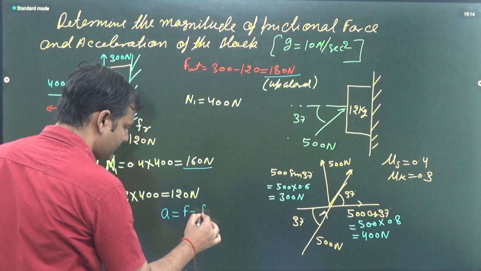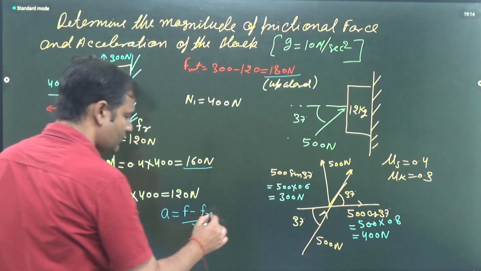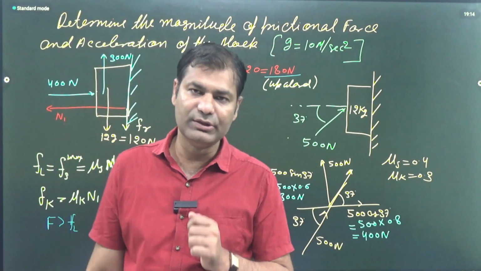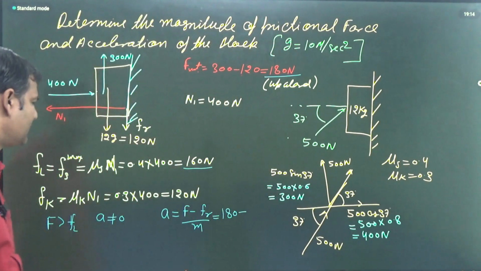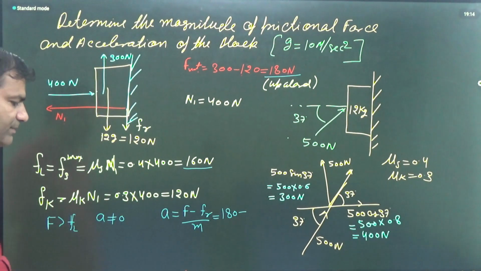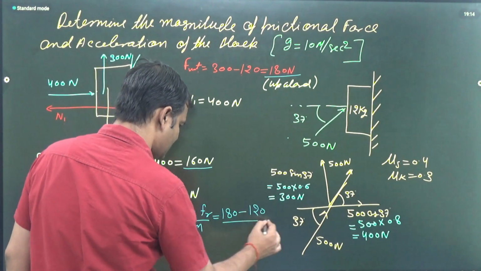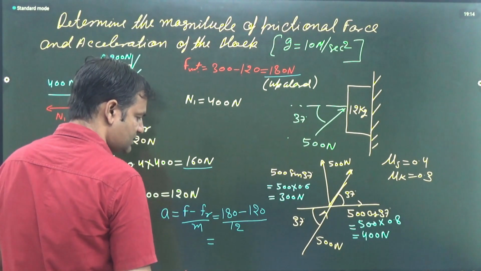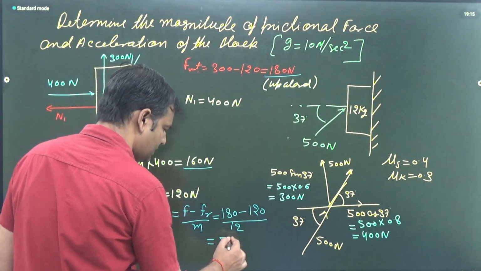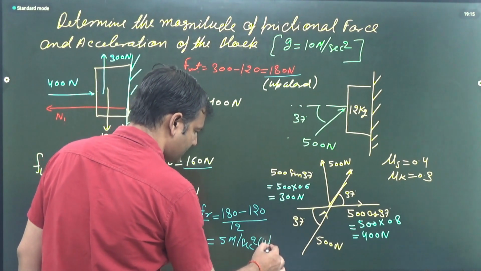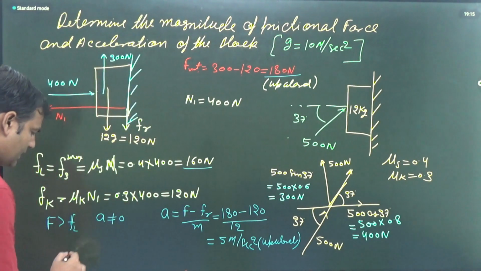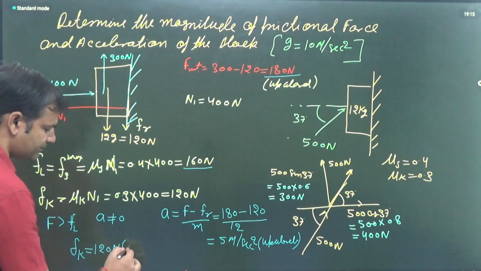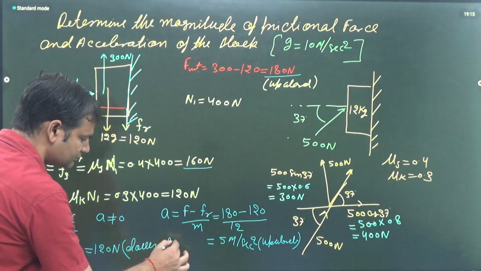A is written as F minus FR divided by mass. So what about F? F is 180 newton minus FR. During motion, which friction force applies, kinetic or static? Kinetic friction, that is 120. And what about mass? 12. So it is written as 60 divided by 12, that is 5 meter per second squared. In which direction? Upward. Okay. And what about frictional force? How much? 120 newton. In which direction? Downward. Clear or not? Make it.